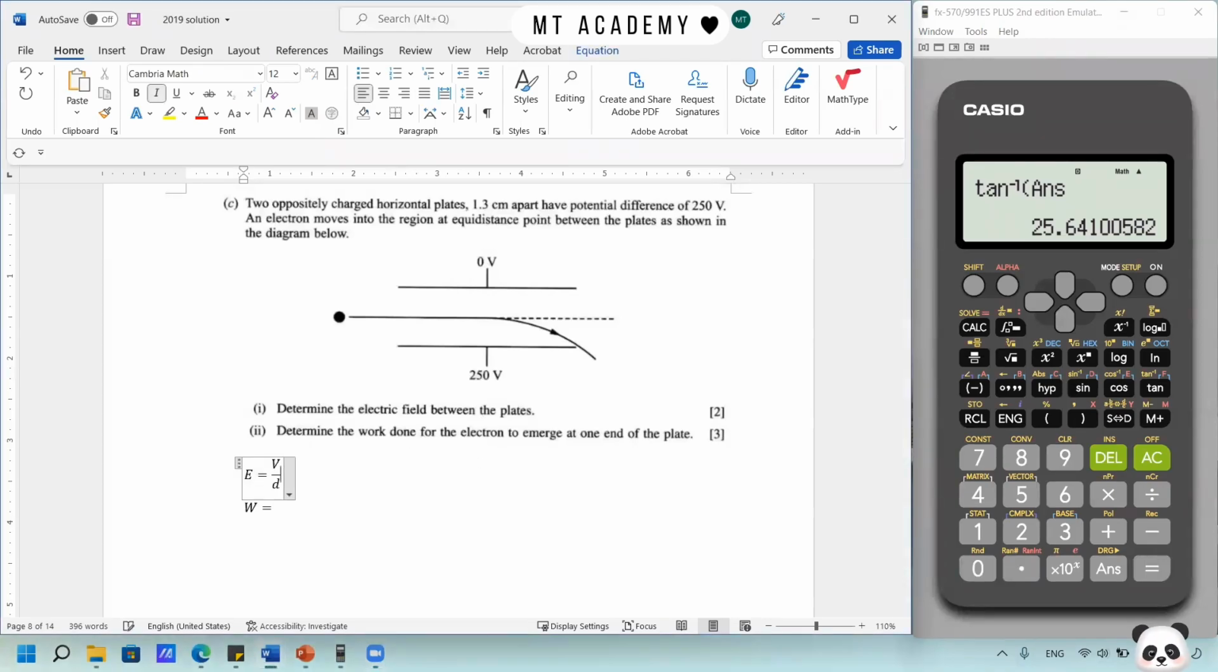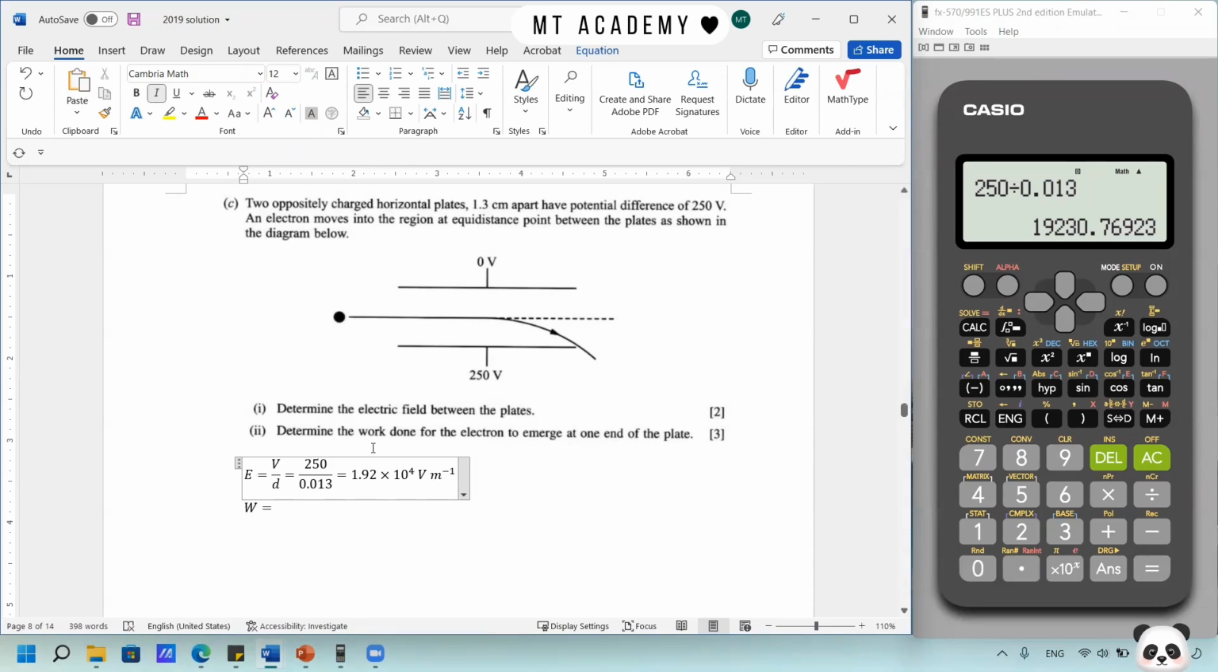We have the formula V over d. The potential difference is 250 volt, 250 minus 0, divided by the distance between the plates, which is 1.3 centimeter. That would be 0.013 meter. So 250 divided by 0.013. It is about 1.92 multiplied by 10 to the power 4. Okay, so the electric field unit is volt per meter.